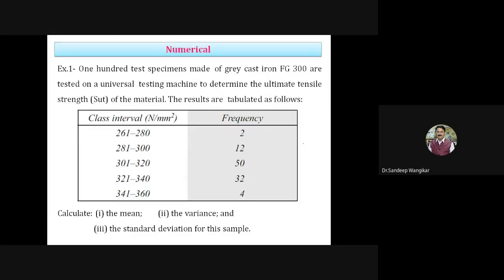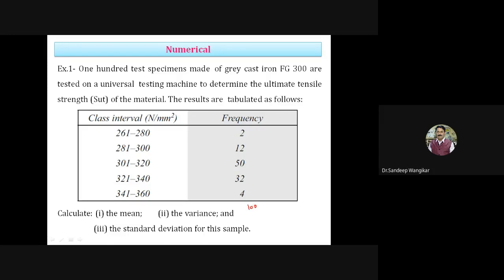So here 100 test specimens made of gray cast iron FG 300 are tested on a universal testing machine, UTM, to determine the ultimate tensile strength, Sut, of the material. The results are tabulated as follows. So a total of 100 test specimens are given. If you add these frequencies 2, 12, 50, 32 and 4, ultimately it will become 100.